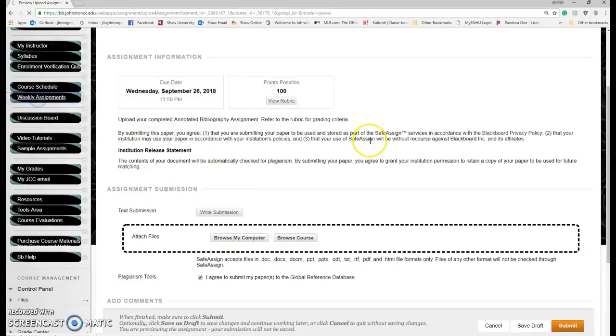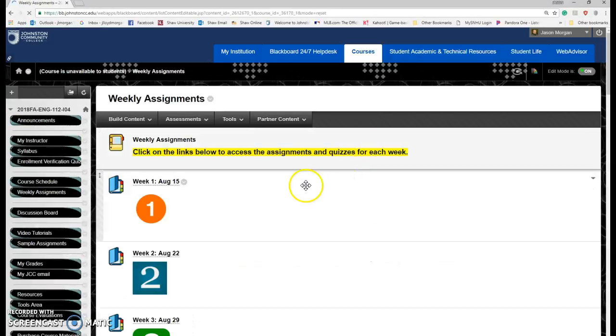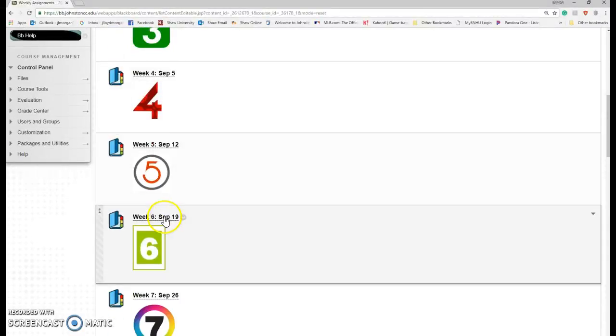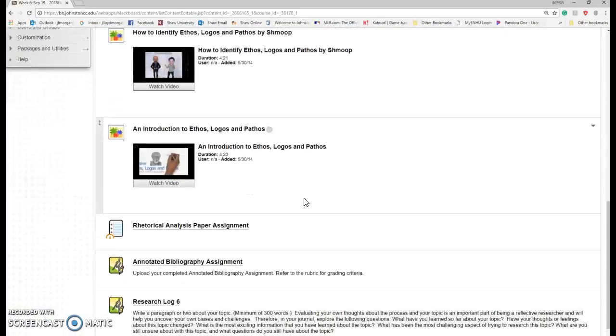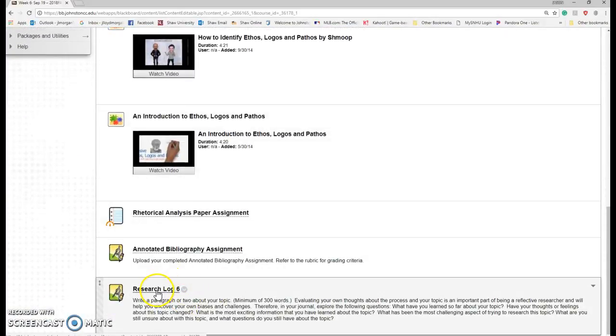Let's go back to weekly assignments here. Okay, week six. Okay, and then last but not least for this week is Research Log 6, which you're going to write a paragraph or two about your topic, minimum of 300 words.